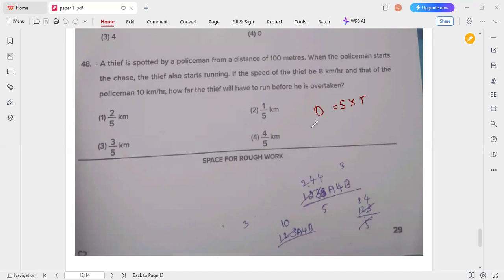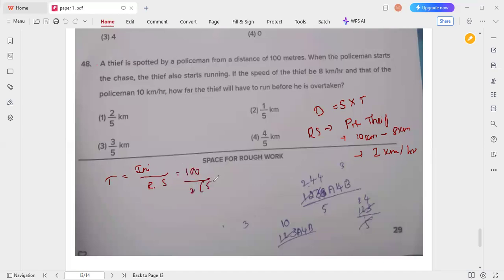So then we have to calculate the relative speed. 10 kilometer per hour is the police speed, and 8 kilometer per hour is the thief's. So the relative speed is 2 kilometer per hour. Then we have to find out the time required, using the initial distance and the relative speed. That is 100 meters is the initial distance, and the relative speed is 2 into 5 by 18 meter per second.